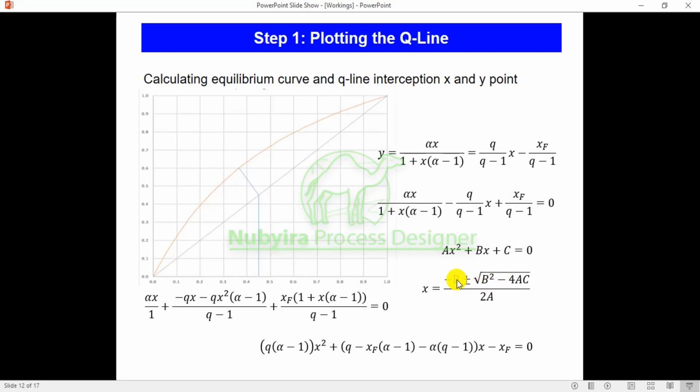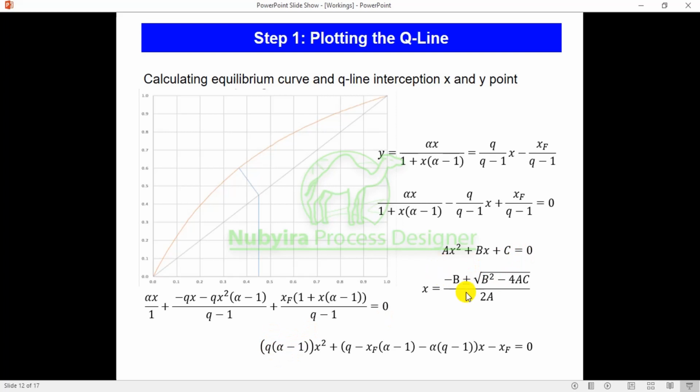So we have minus b plus or minus the square root of b squared minus 4ac. Our b is q minus the mole fraction of light component in the feed, bracket alpha minus 1, then minus alpha q minus 1. That's our b. Then our c is minus the mole fraction xf, and this is our a.